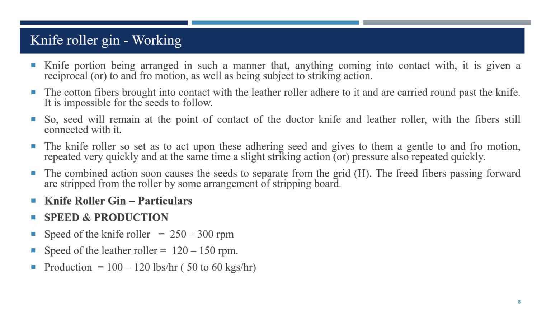So the particulars of the knife roller gin. The speed of the knife roller, as already mentioned, is 250 to 300 rpm. Speed of the leather roller, 120 to 150 rpm. Production is around 100 to 120 pounds per hour, normally around 50 to 60 kgs per hour.